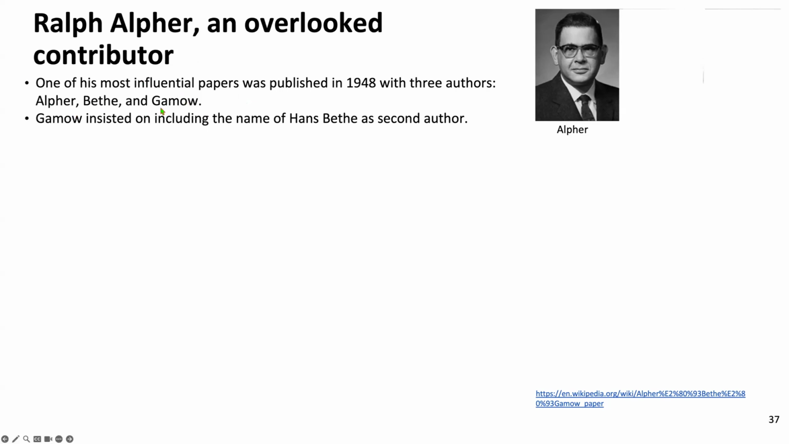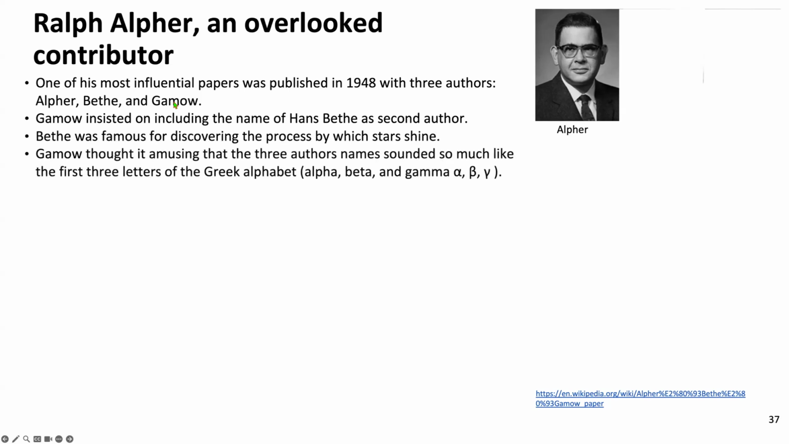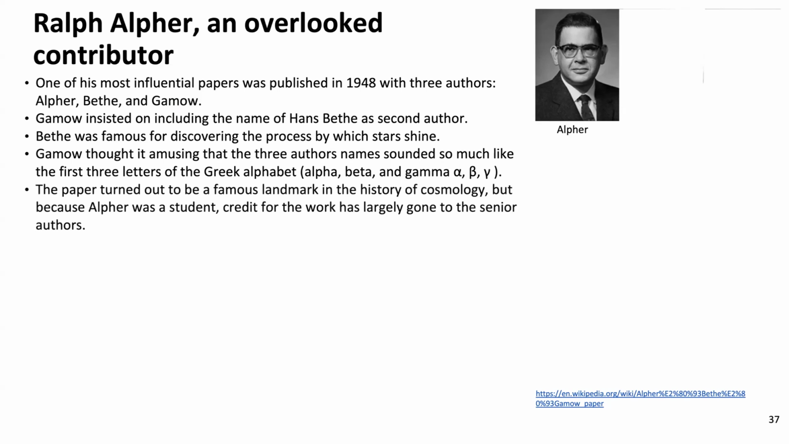And Gamow thought it would be fun to add Hans Bethe, who was famous, and himself, because this mimics the first three letters of the Greek alphabet, Alpha, Beta, and Gamma. And the paper came out with those three as the authors, even though Alpher, the student, did all the work. But it was generally assumed that Alpher was added to make this joke about Alpha, Beta, Gamma.